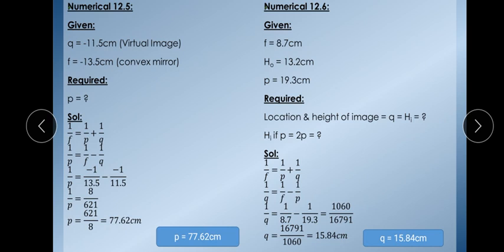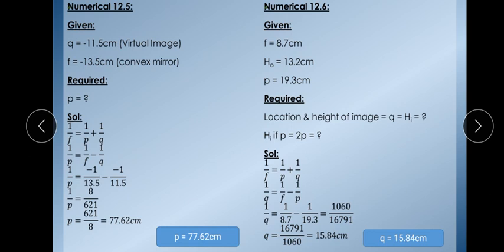So the statement of numerical 12.6 is that an image is produced by a concave mirror of focal length 8.7 centimeter. The object is 13.2 centimeter tall and at a distance of 19.3 centimeter from the mirror. Find the location and the height of the image, and find the height of the image produced by the mirror if the object is twice as far from the mirror.